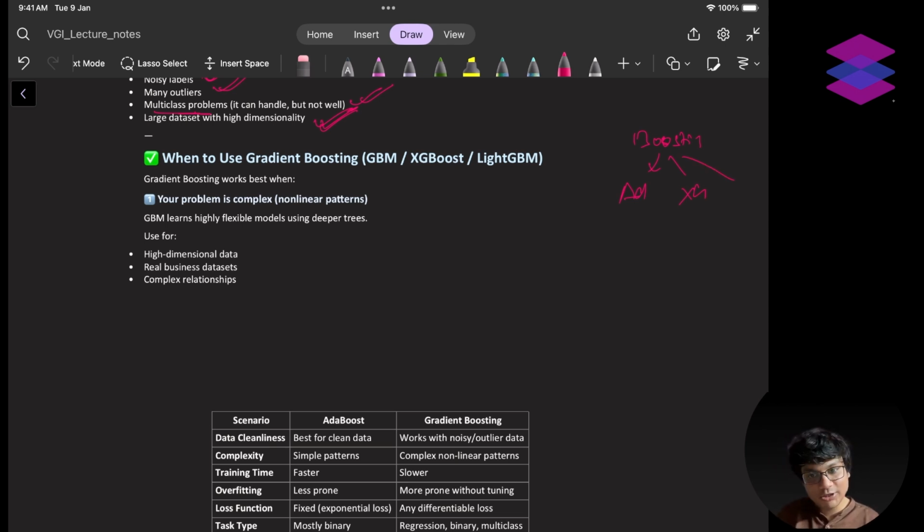So when should you use gradient boosting? When your problem is complex, right? When I say that your problem is complex, it means that it has a larger number of stumps. Let's say the stumps, or weak learners, lie between 200 and 600.